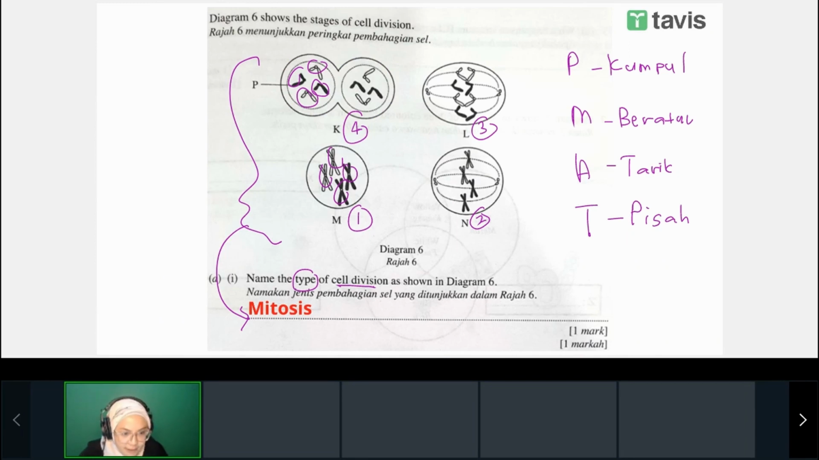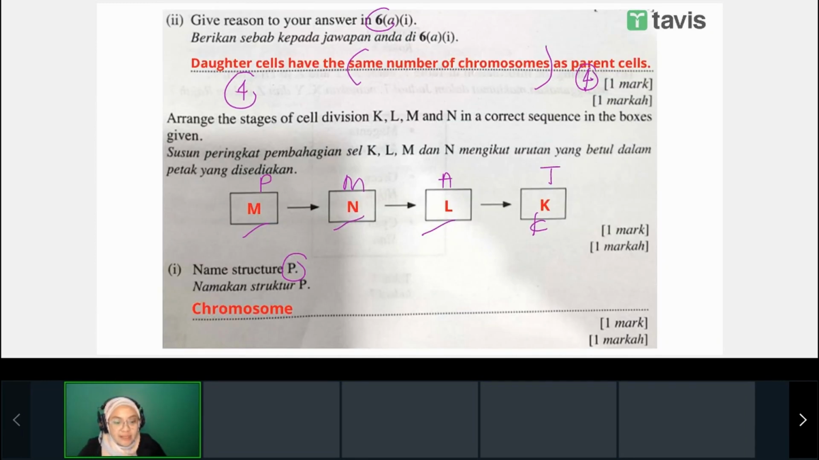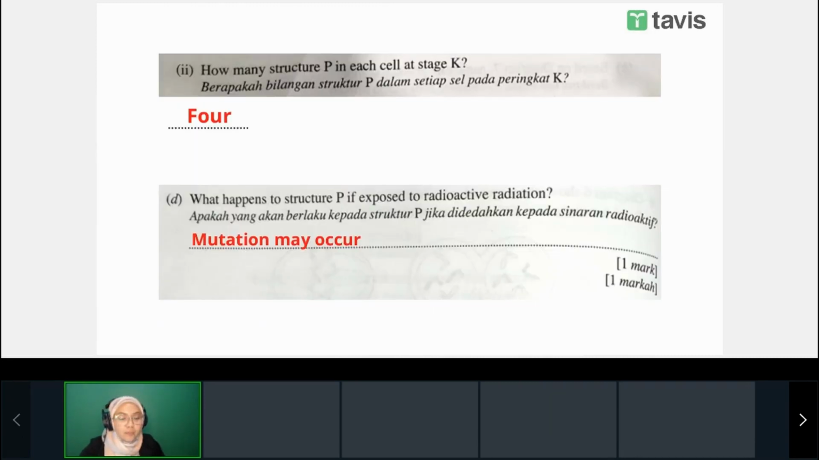Let's see. What is P? Okay, they pointed at the chromosome. Structure P is a chromosome. You're going to get one mark over here. All of this is theory. I'm not seeing the application question yet. How many structure P? P is the chromosome.